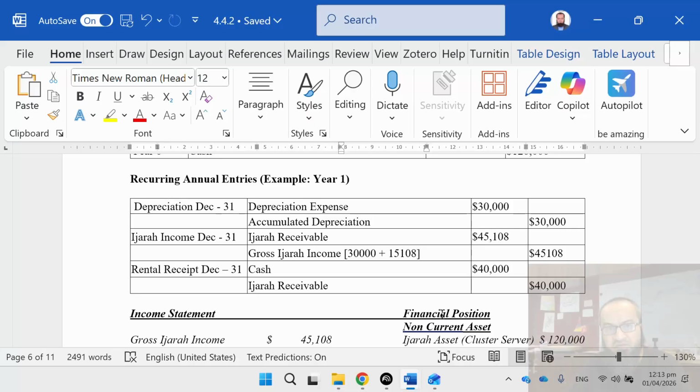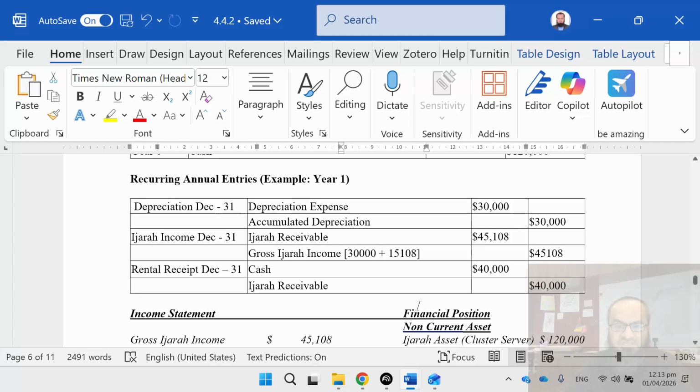Under the effective return rate method, right, I will have to defer some amount of income in my Ijarah receivable. So in the first 2 years, the Ijarah receivable will have a debit balance, but in the next 2 years, since the income will be less, it will be consumed and it will become zero towards the end of the period. So I hope this is clear.